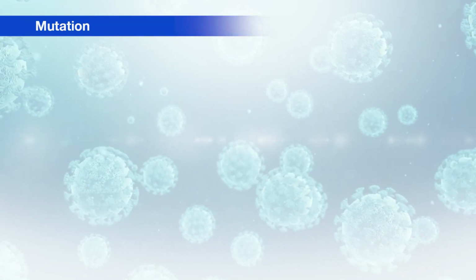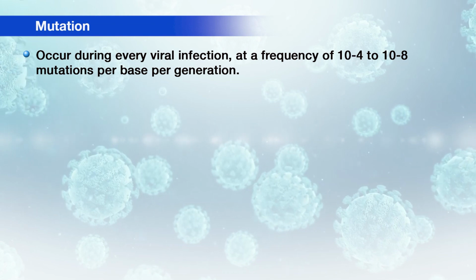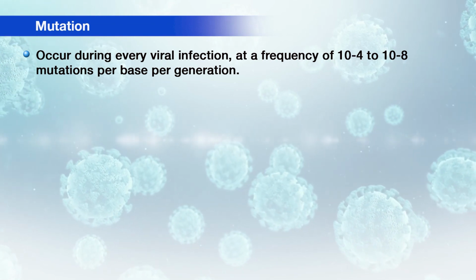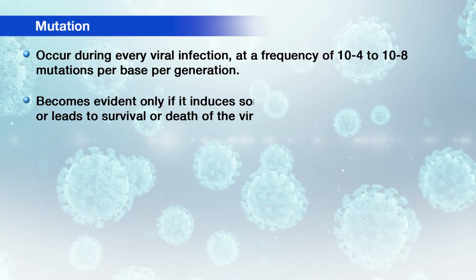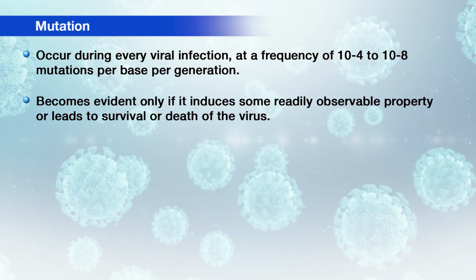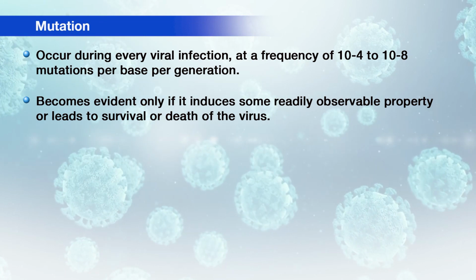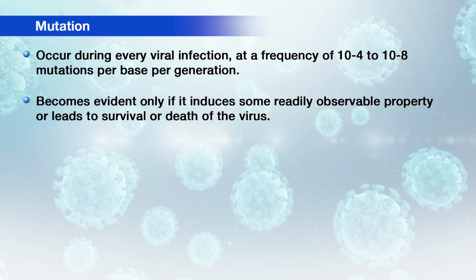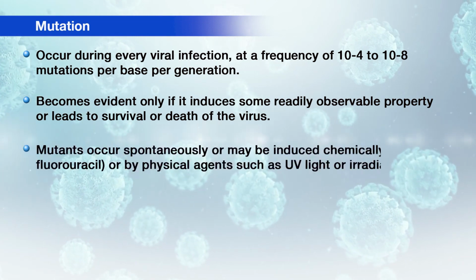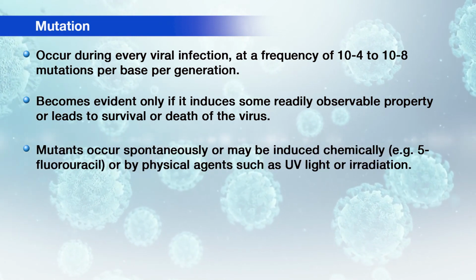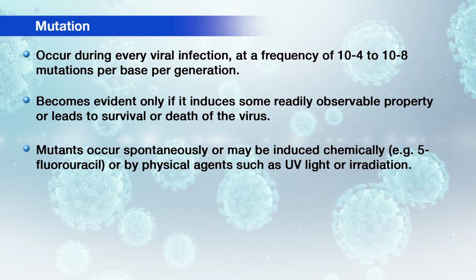So what is there in mutation? Mutation usually occurs in each and every viral infection, at a rate of 10 to the power minus 4 to 10 to the power minus 8 mutations per base per generation. It becomes evident only if it induces a readily observable property or it leads to the survival or death of the virus. Mutations occur spontaneously or could be induced chemically or by physical agents.